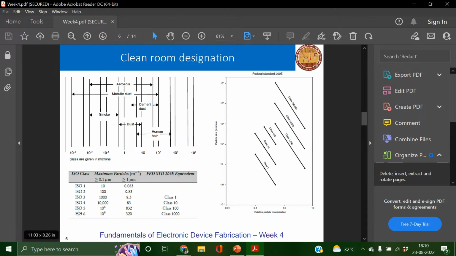The maximum size of the particles as well as their concentration are given by different Indian and international standards. So if it is something like ISO 5, it means that the maximum particle count will be 10 power 5 per meter cube. That is similar to the federal standard of class 100. So that is what is meant by clean room designations.